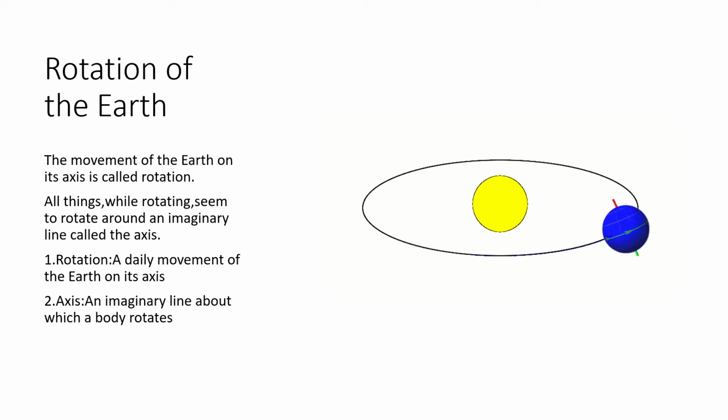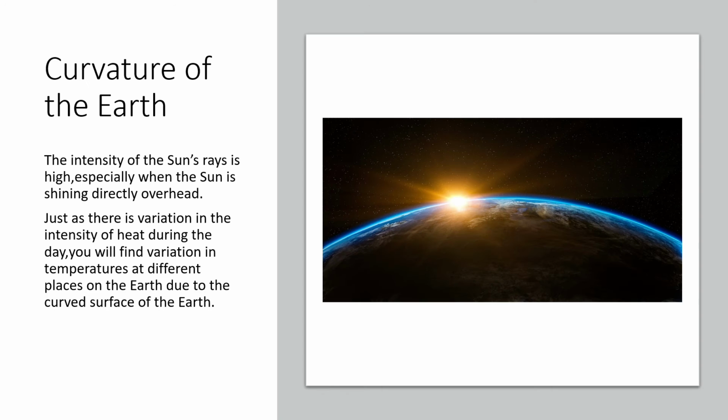Rotation of the earth. The movement of the earth on its axis is called rotation. All things while rotating seem to rotate around an imaginary line called the axis. Definition: rotation. A daily movement of the earth on its axis. An imaginary line about which a body rotates. Let's go to the next slide.